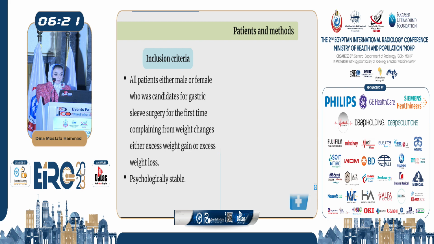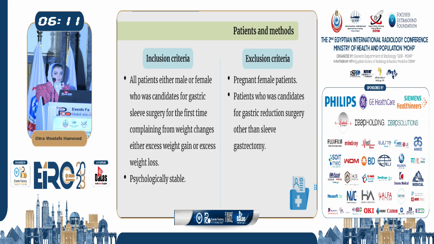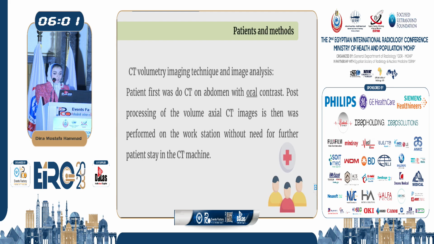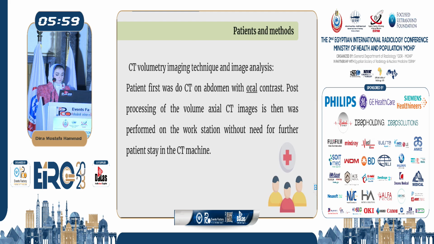Patients and methods. The inclusion criteria include all the patients who underwent sleeve gastrectomy and psychologically stable patients. The exclusion criteria were pregnant females due to radiation, patients who underwent gastric reduction surgery other than sleeve gastrectomy, and endocrinal causes of obesity.